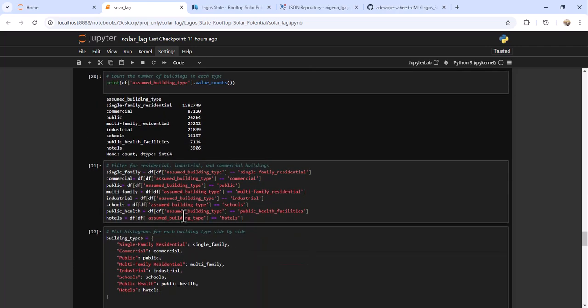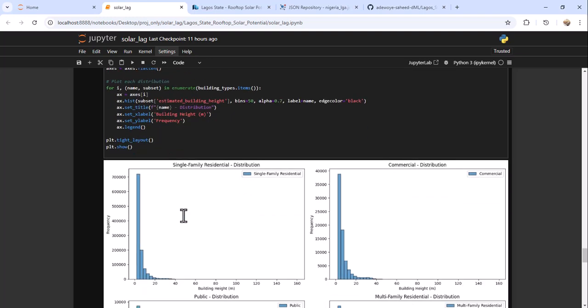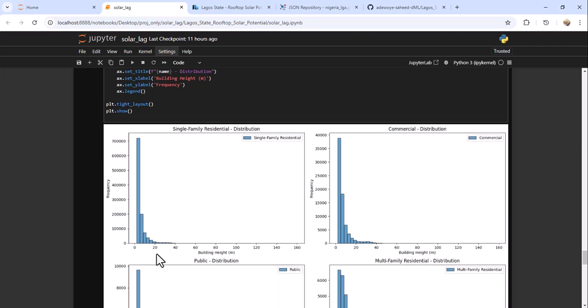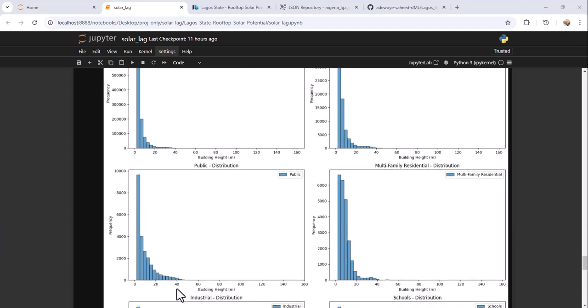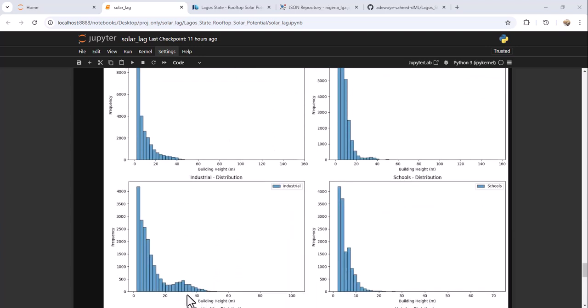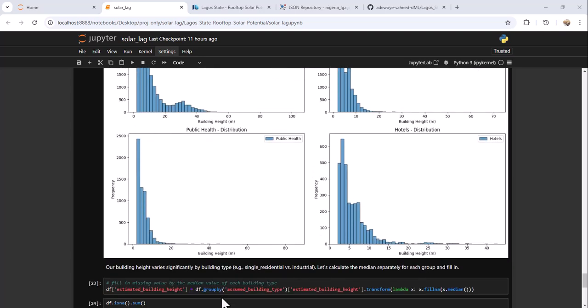However, I went further by looking into the height distribution for each building type. For instance, for single family residential, the range of 3 to 5 meters is most common, compared to industries, which have high buildings, like 40 plus meters. So for this, I imputed the median for each category.